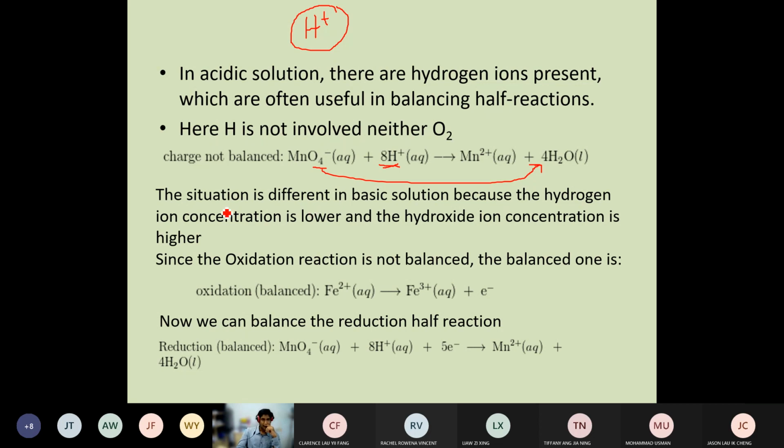In basic solution, the hydrogen concentration will be lower, and that is why we have to show the hydroxide. We will show it later, not now. In the next slide, I'm going to show what we'll do to solve it in basic medium. So just remember, just like in acidic medium we consider hydrogen ion, in basic medium we consider hydroxide ion.